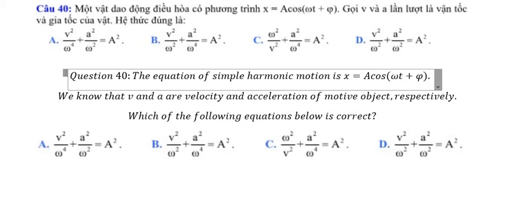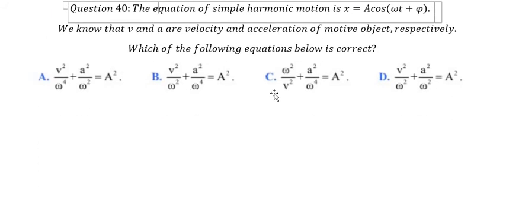So we have options A, B, C, D, and we just have the equations here. So we have a and v in the question. We have omega and we have the capital A. The question asks us to find the correct equation here. So I will show the technique for how to answer the question.